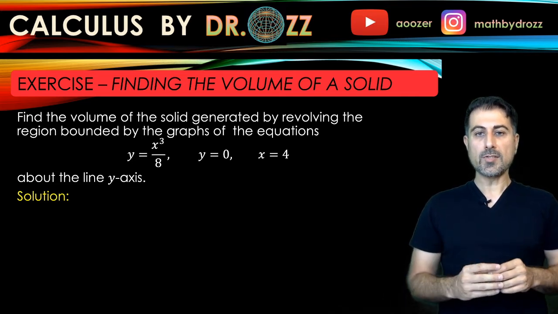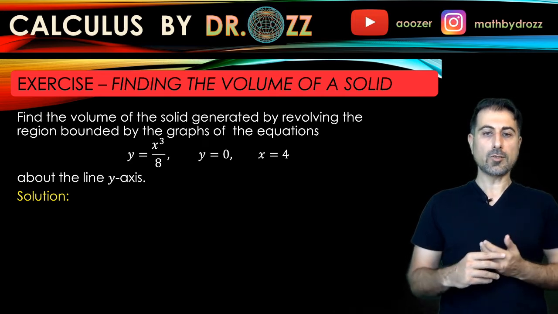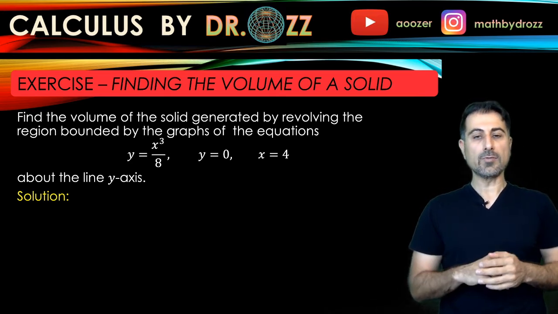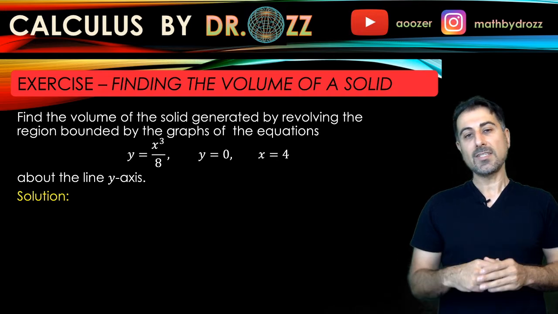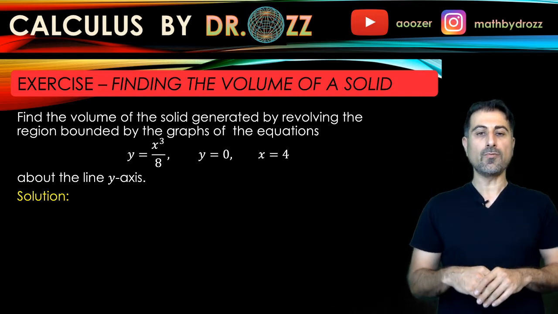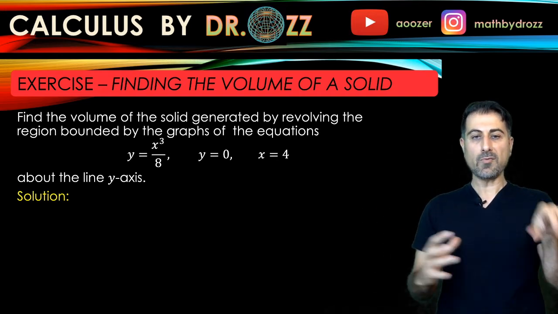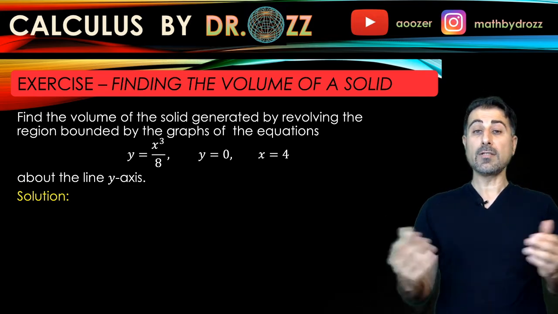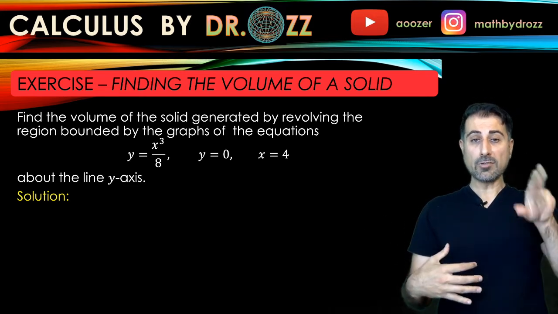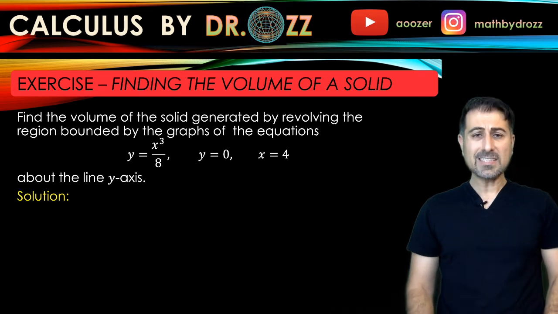How is the region built up? You take the curve y equals x cubed over 8, and you take y equals 0, which is the x-axis, and you take the vertical line x equals 4, and you see the region in between these curves, or bounded. Let's see what the region looks like quickly, even though you're going to see the details within the video.